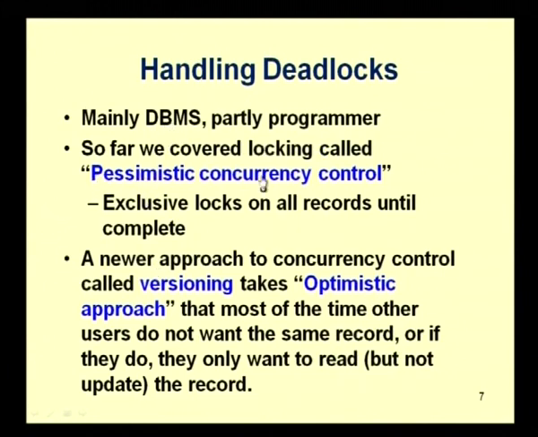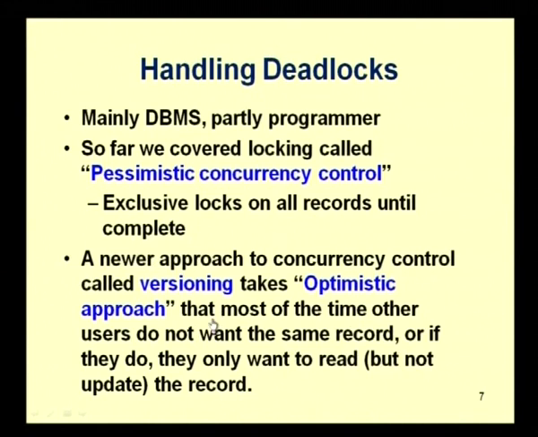So far we have covered locking, called pessimistic concurrency control. Exclusive locks are needed for all records until it is complete. There is a newer approach to concurrency control called versioning, or the optimistic approach, which assumes that most of the time other users do not want the same record, or if they do, they only want to read but not write the record. This is an optimistic assumption we are making.